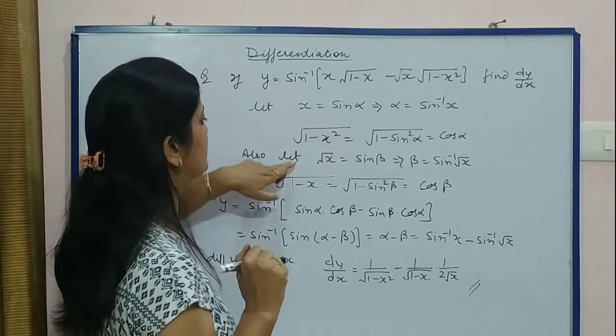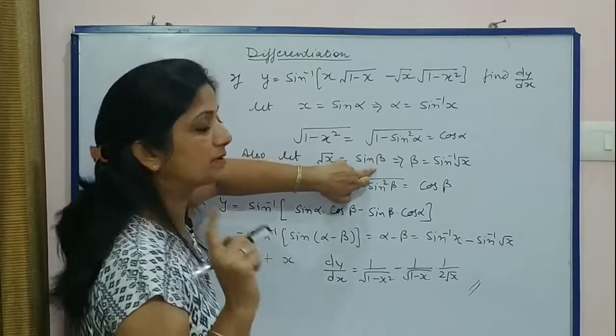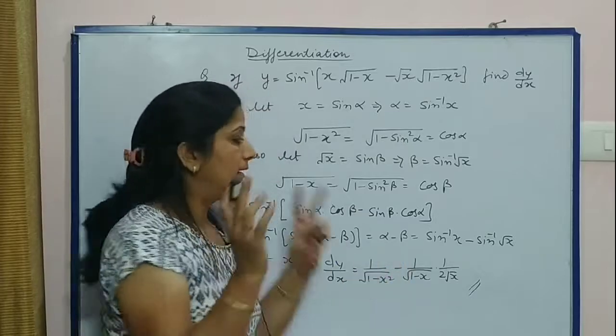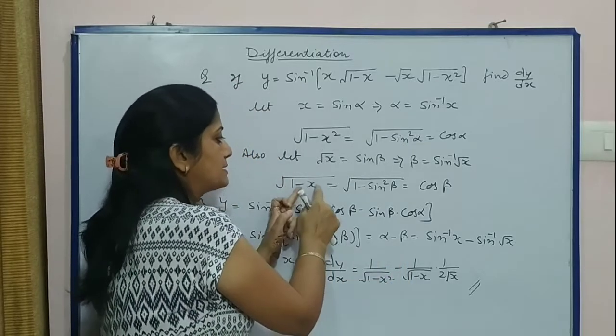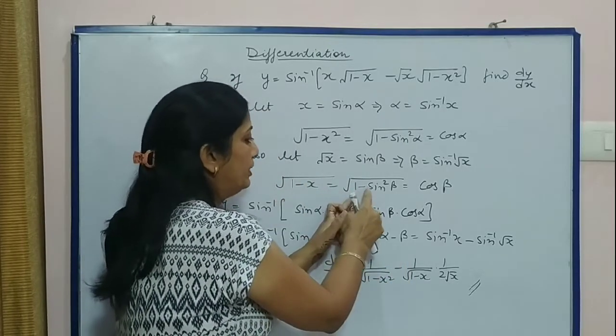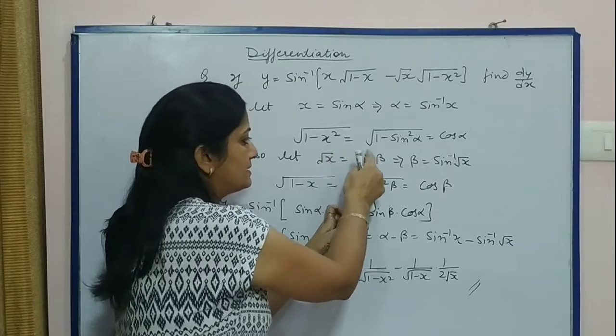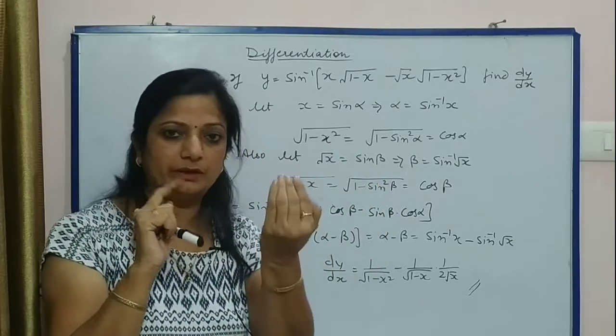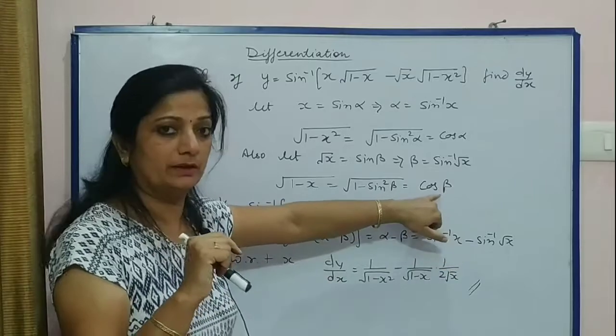Okay. Next one is, let root x equals sin beta. Again beta equals sin inverse root x. Then under root 1 minus x is equal to 1 minus root x square, that is sin square beta. And 1 minus sin square beta is cos square beta. Under root of that is cos beta.